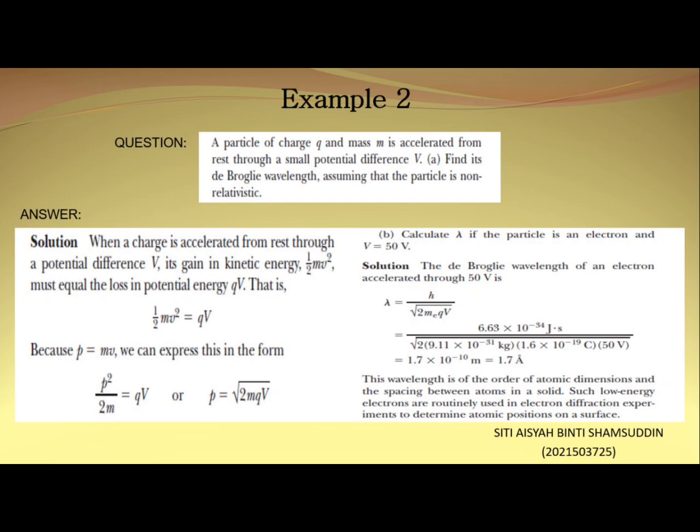B. Calculate lambda if the particle is an electron and V equal to 15 volts. We need to use the equation from part A and substitute all the values we have. The answer we get is 1.7 times 10 to the power of negative 10 meter, or 1.7 angstrom. This wavelength is of the order of atomic dimensions and the spacing between atoms in a solid. Such low-energy electrons are routinely used in electron diffraction experiments to determine the atomic positions on a surface.